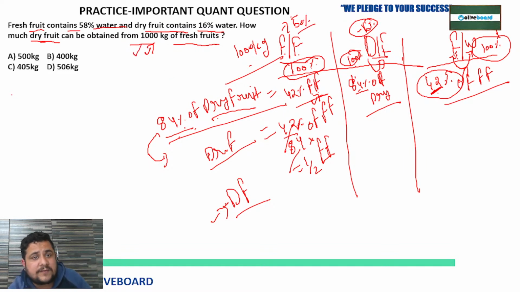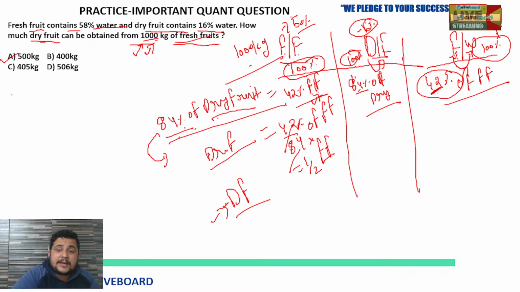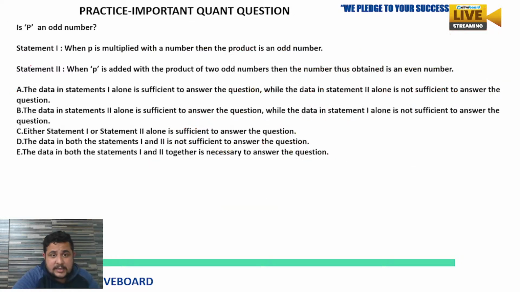So here we are having 1000 kg of fresh fruit. So how much dry fruit can be obtained from it? Just 50% of 1000 kg, that is 500 kg, available in option A. Is this clear? Tell me fast, everyone. Is this clear to all of you?